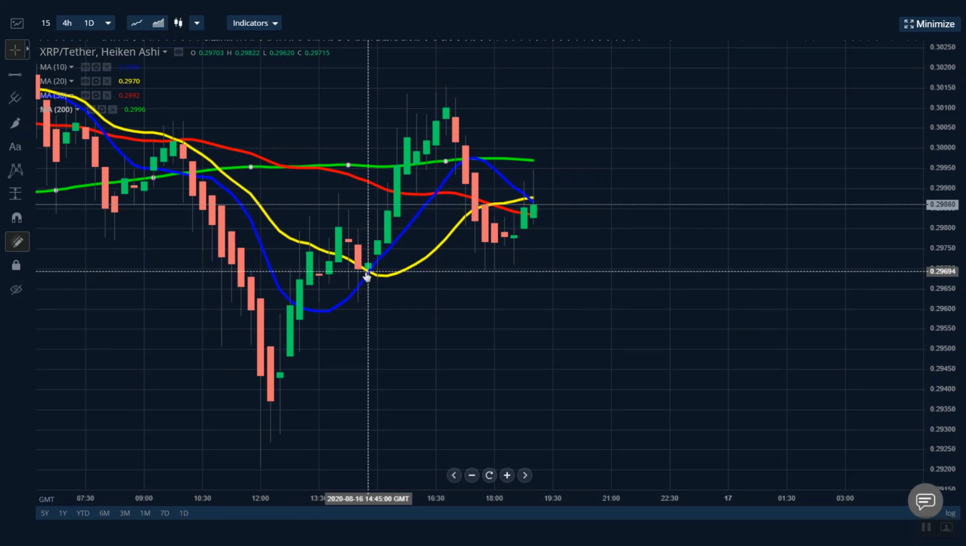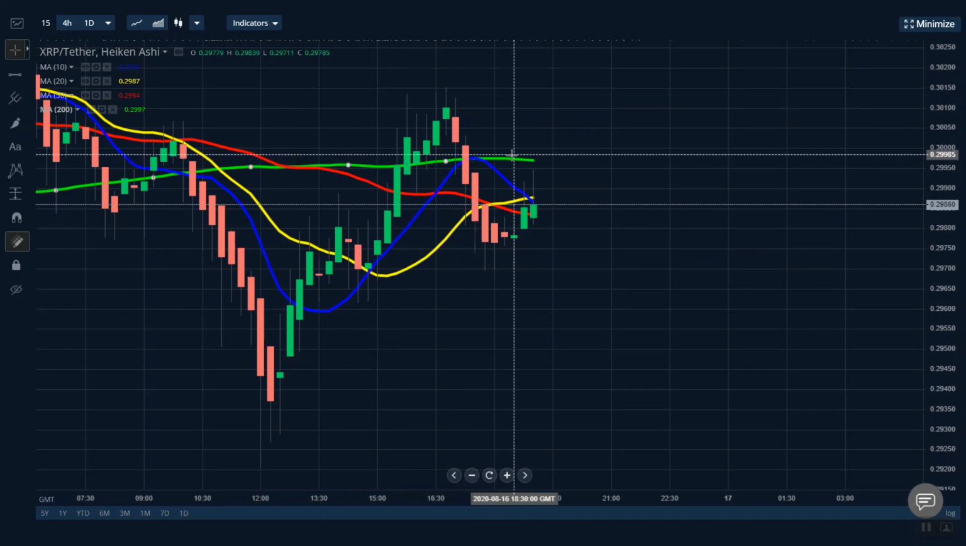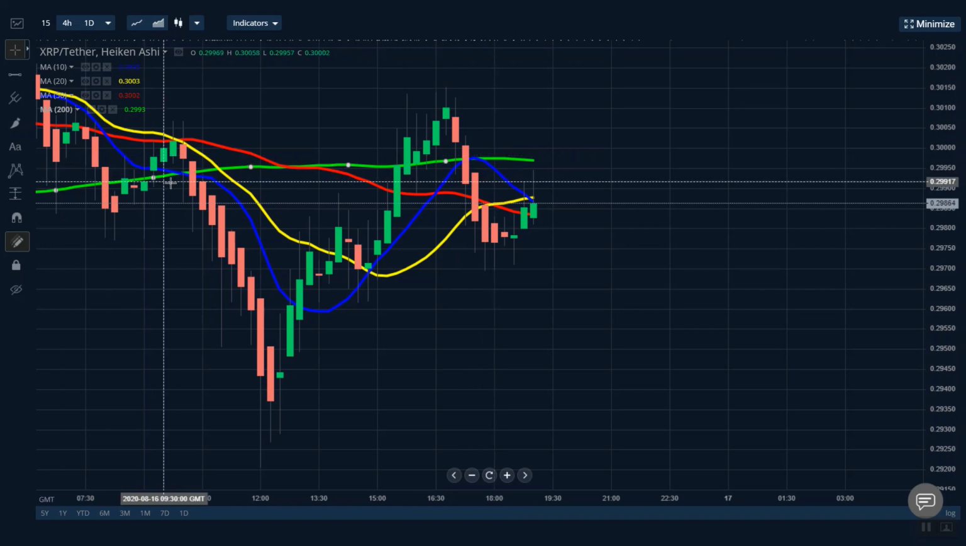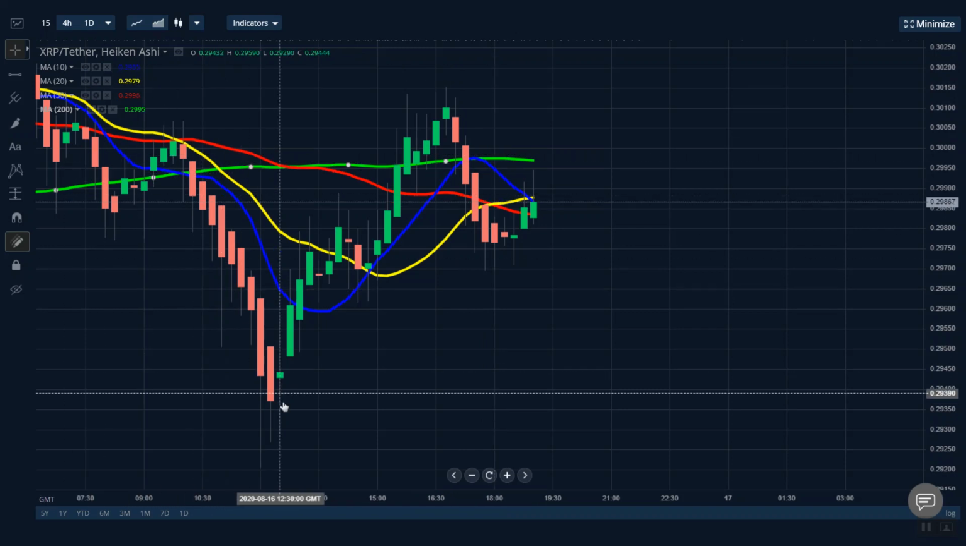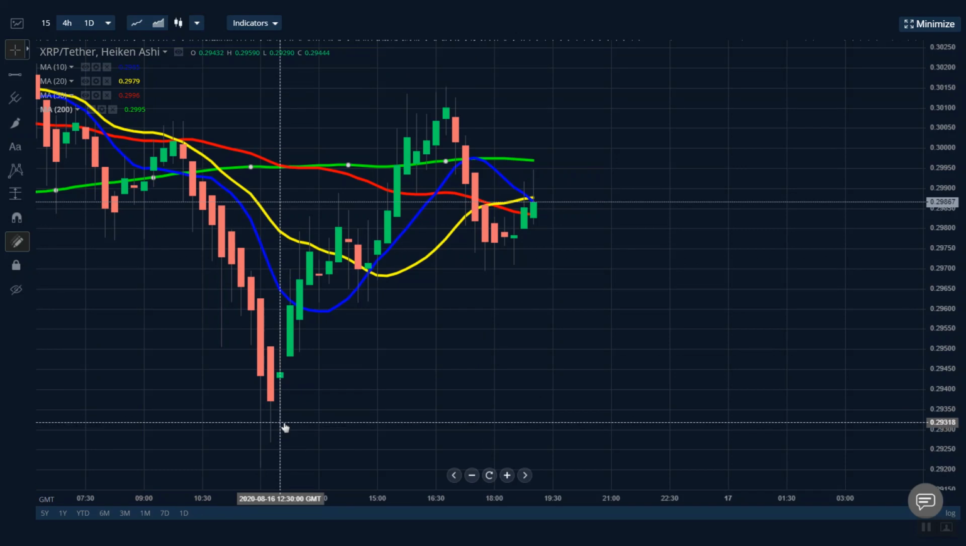As you can see above here, we've got the 200 green, so technically we should only ever sell when we're below the 200 and only ever buy when we're above it. But obviously these candles do need to retest that 200 moving average. So like here, if we'd sold beneath the 200, at what point do you then think, right, it's time to buy?